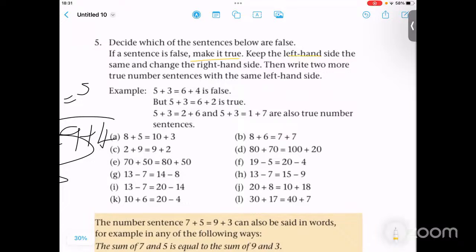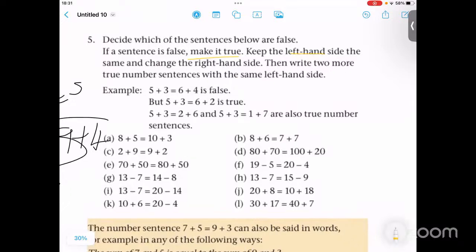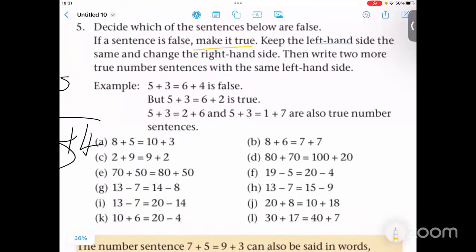Meaning that, let me try to zoom this. When they say keep the left hand the same, that means this side is our left. We're not going to touch it when we are trying to make the statement correct. Do you guys get me?